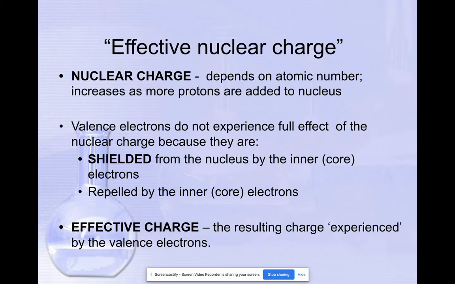And those inner core electrons do two things. Because they are negatively charged, they're going to repel those valence electrons, which are also negatively charged. And then they're also going to shield those valence electrons from the nucleus, essentially reducing the effect of the nuclear pull, let's say. And so the effective nuclear charge is the resulting charge that's experienced by those valence electrons, factoring in both the nuclear charge and the inner or core electrons.